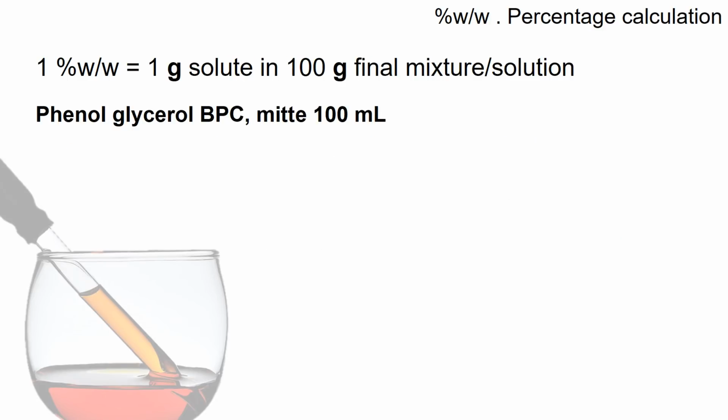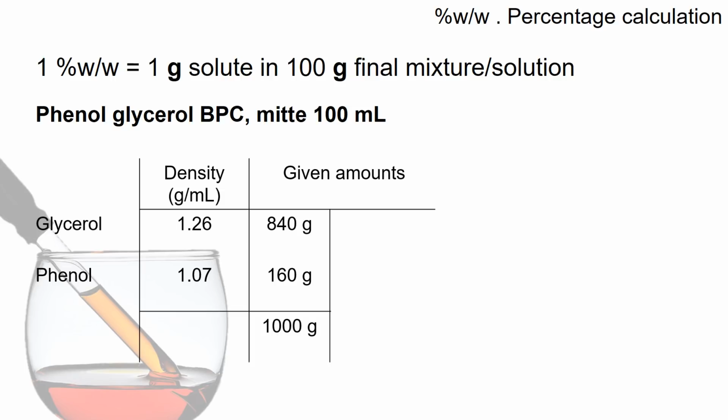Let's move on to the second expression of percentage, which is percentage weight in weight. 1% weight in weight means that you have 1 gram of solute solubilized in 100 gram of final solution. Let's take phenol glycerol as the example today. If you have to prepare 100 ml of this phenol glycerol, you are given this formula where 840 gram glycerol and 160 gram of phenol is required to prepare 1000 gram of phenol glycerol BPC.